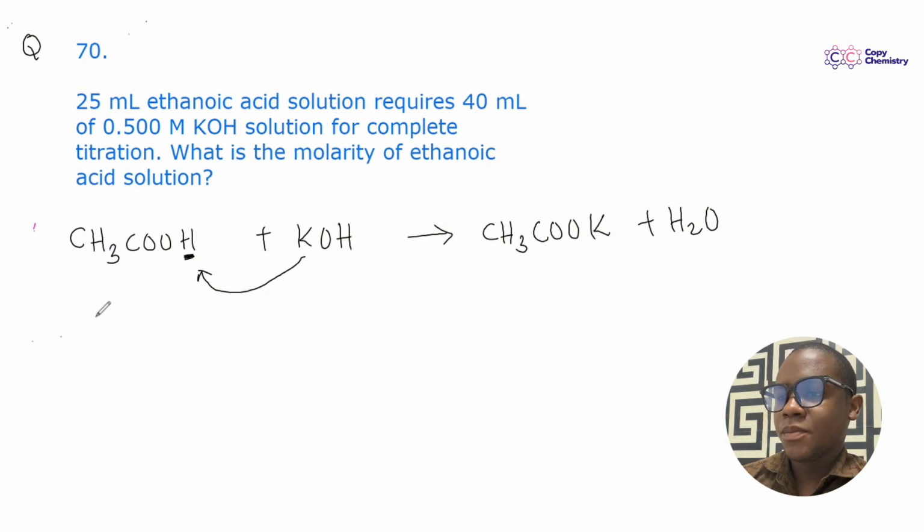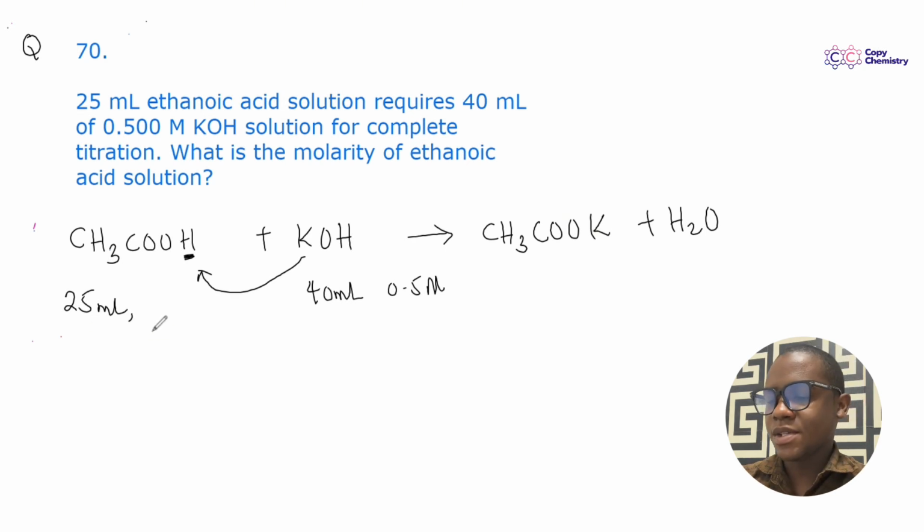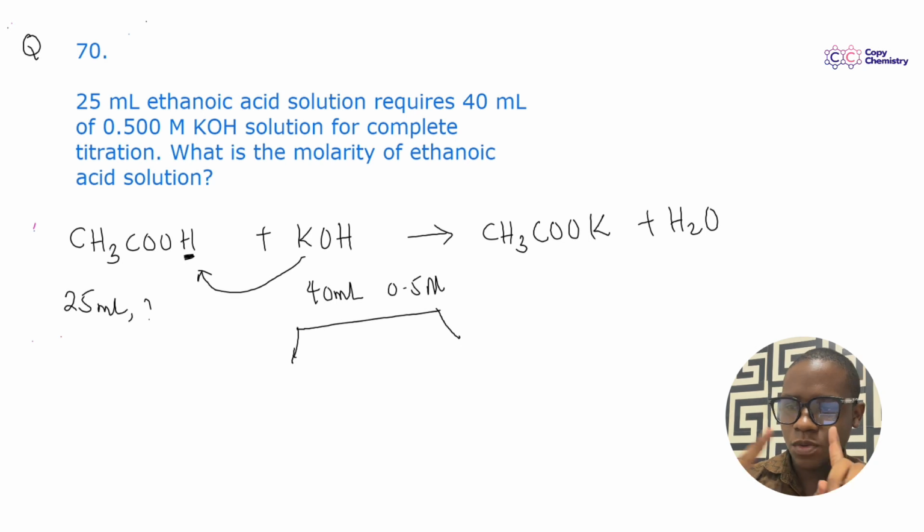Okay, 25 ml of ethanoic acid, that's 25 ml here. It requires 40 ml of this guy, 40 ml of a 0.5 molar. Great, so what's the molarity of this one? What's the concentration of this one? We don't know. So let's look at the number of moles we can get from the KOH, because we have two things there, so we'll use it.